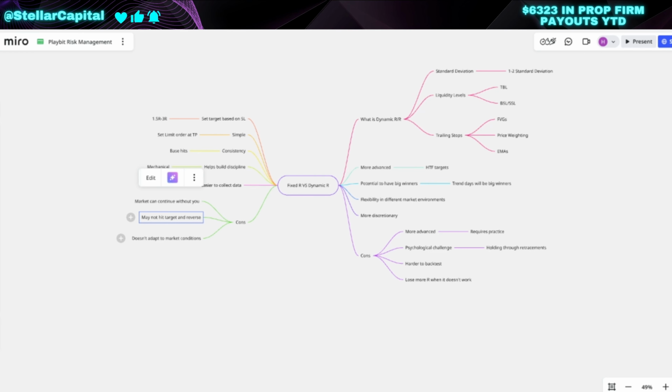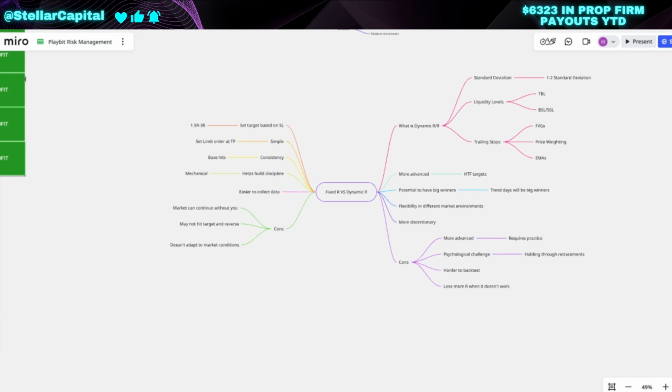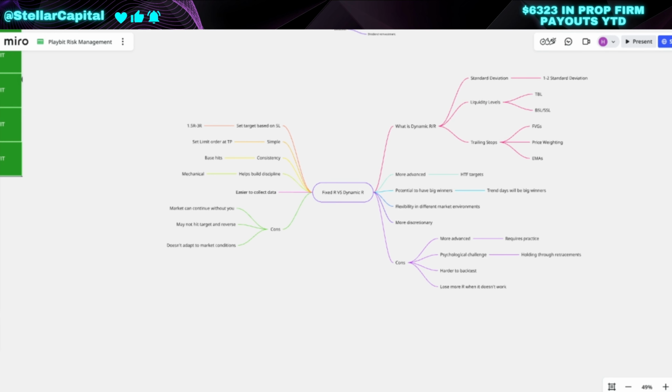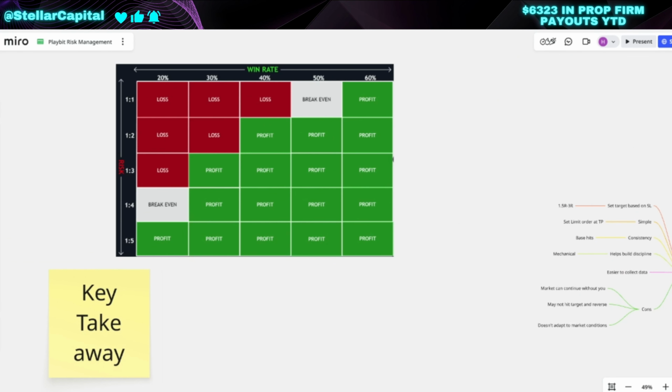Like I said, some of the cons of a fixed risk reward: the market is going to run without you some days, not most days, but some days. It may not hit the target in reverse, in choppy markets. And again, it doesn't adapt to market conditions. So in a trending market, it's not going to work as well because it's going to leave a lot of opportunity cost.